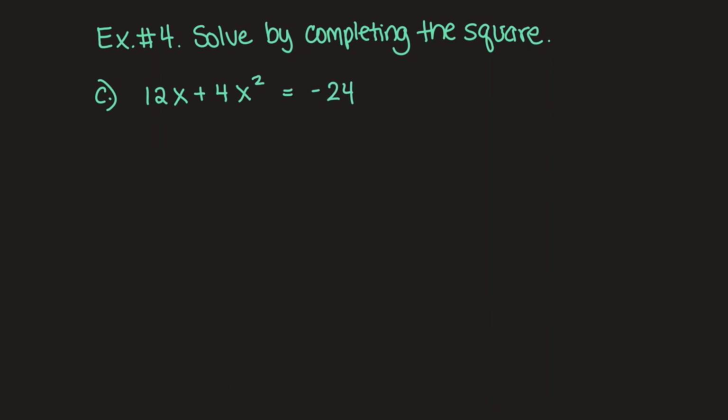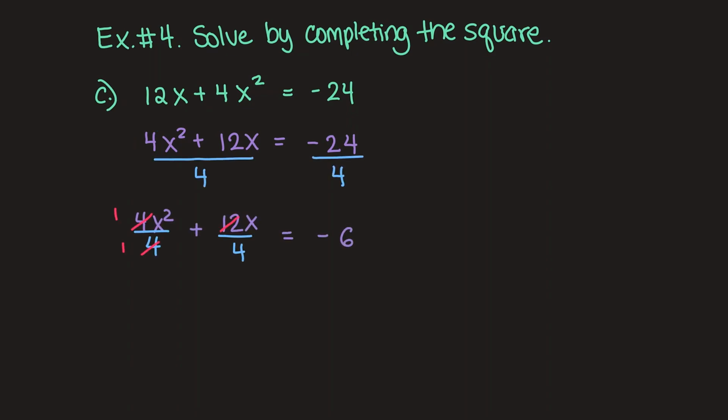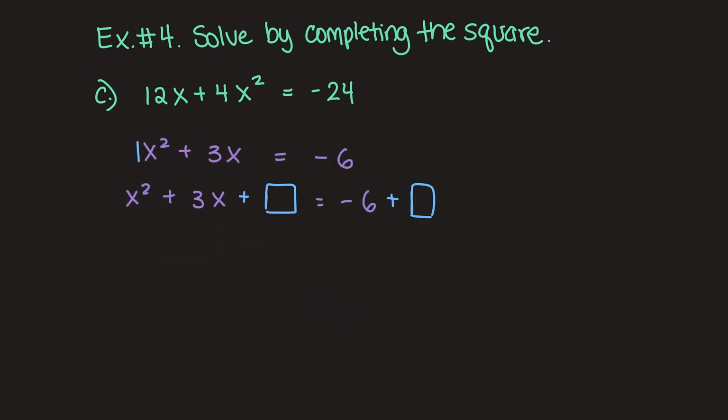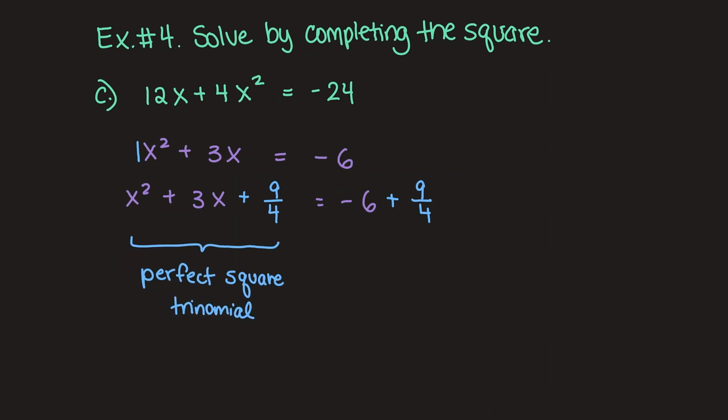For this equation, first let's rewrite this in descending order of degree. And now in order to complete the square, we need our leading coefficient to be 1. So to do so, we will divide both sides of the equation by 4, and this will give us x squared plus 3x equals -6. Now we need to complete the square by adding 3 over 2 quantity squared, which is 9 over 4.